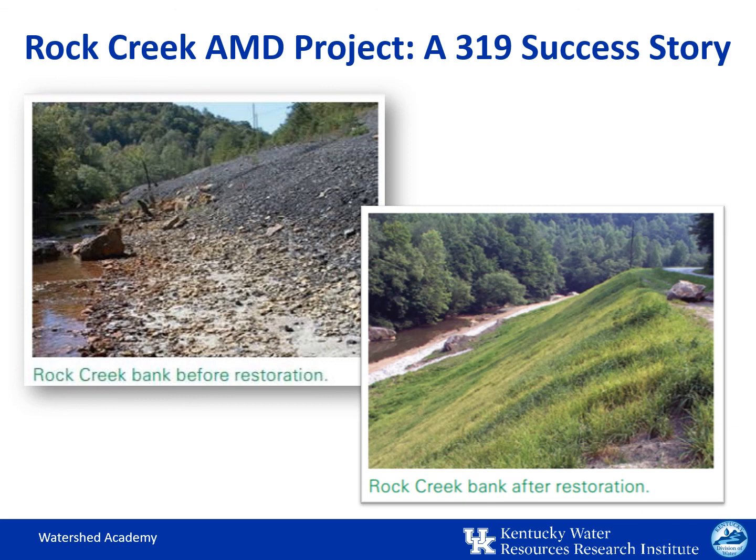A 319 grant provided funding for the construction of the open limestone beds and the removal of coal refuse from the stream banks. Other funding was obtained from the Appalachian Clean Streams Initiative, Eastern Kentucky Pride, Kentucky AML, and the USGS. All of these practices decreased acid and sediment loading to the creek and enabled areas that previously could not support fish to host diverse fish populations.